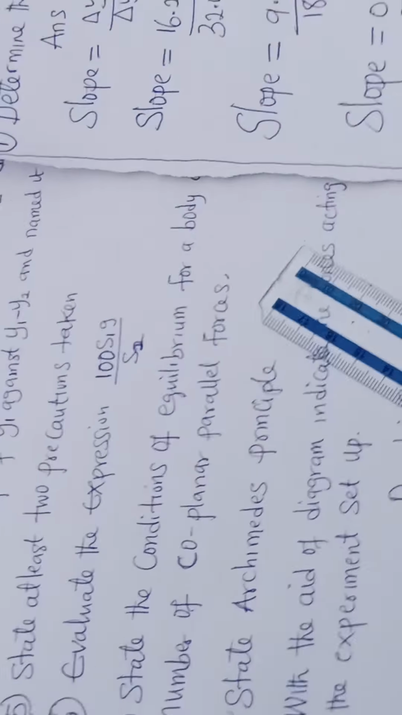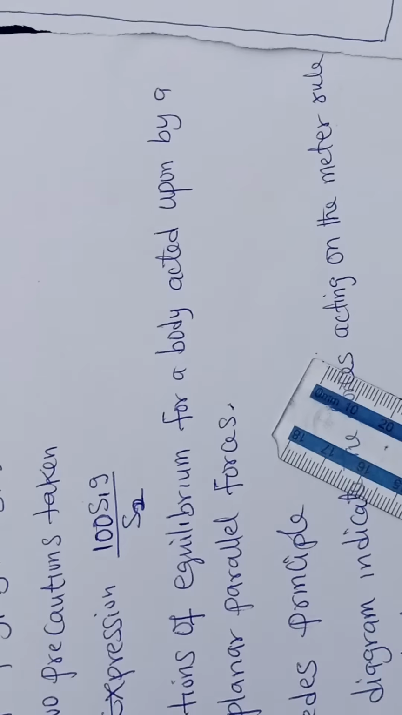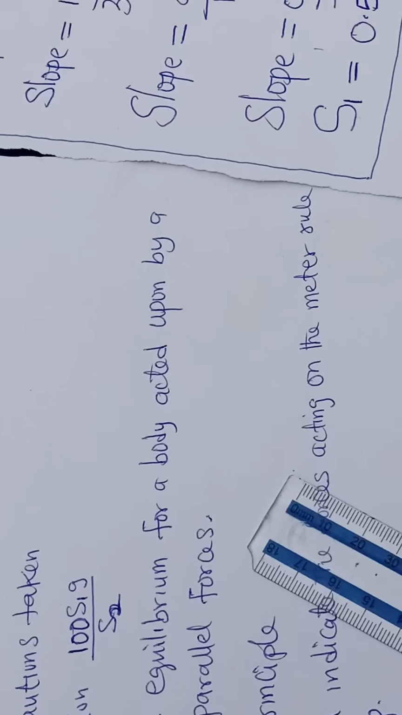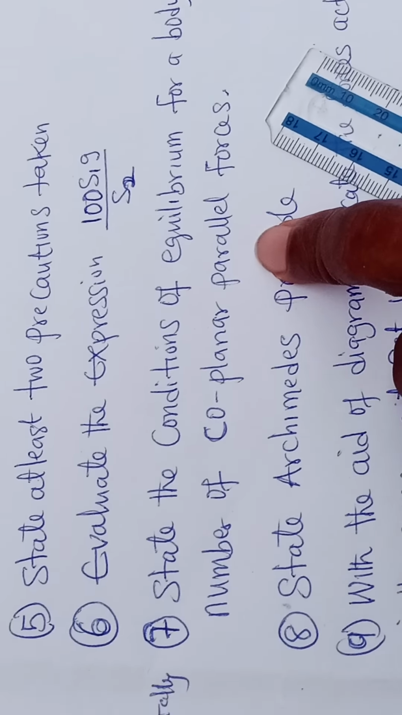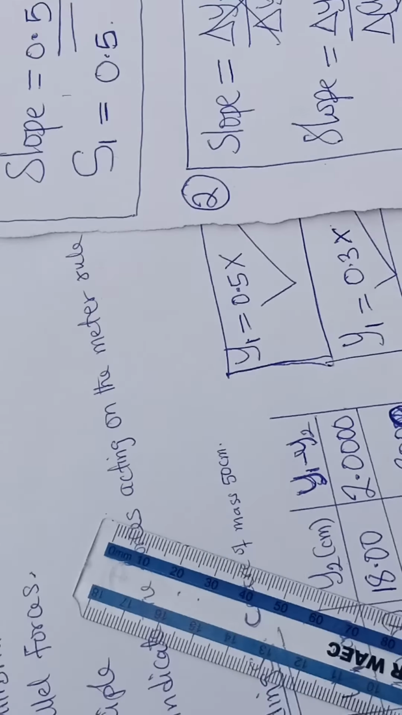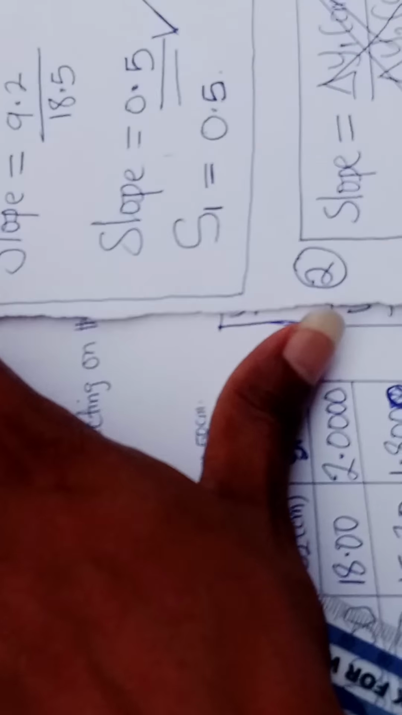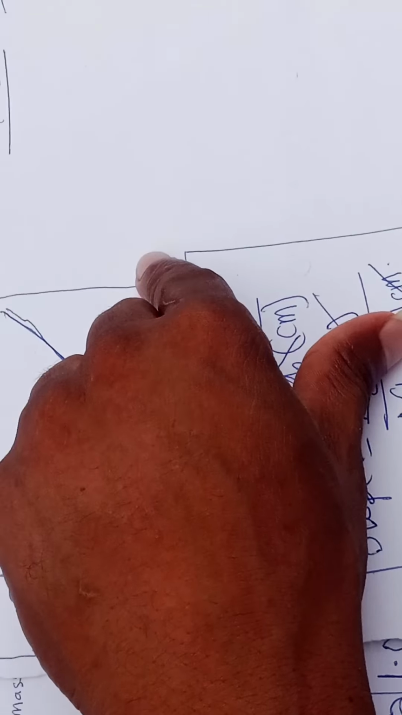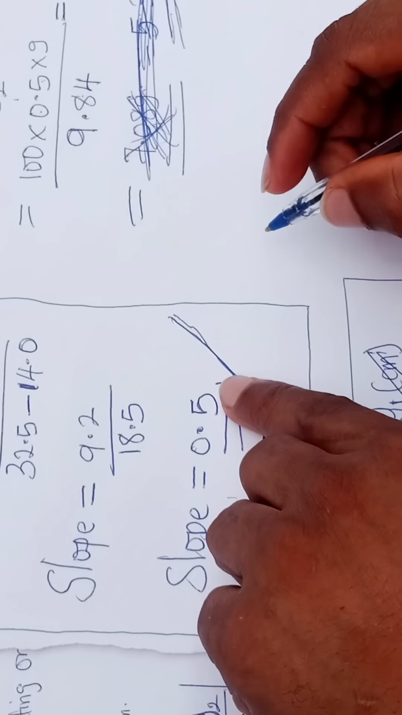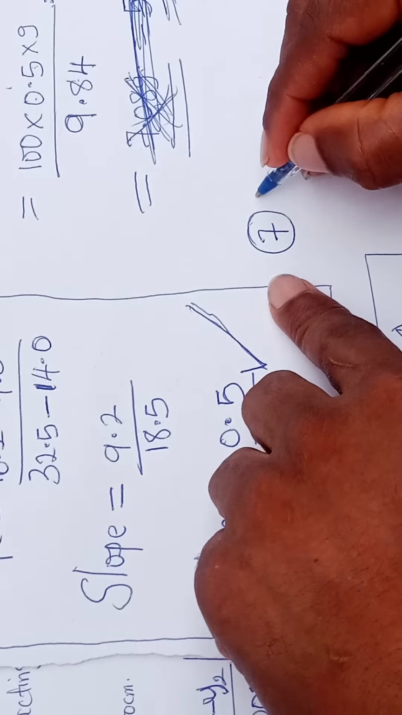The next question says, state the condition of equilibrium for a body acted upon by a number of coplanar parallel forces. Now, my question is this. State the condition. So I want to answer this particular one, which is number 7. The conditions.